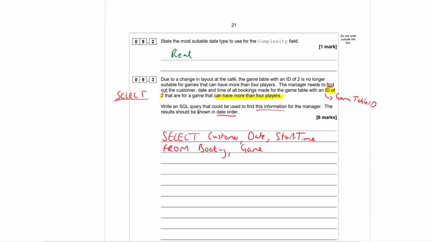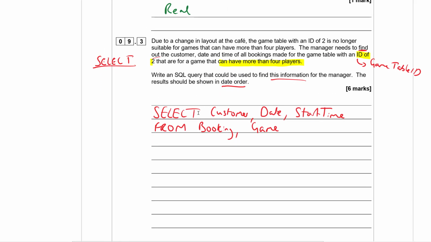So, what I'm looking to do, first of all, is filter based on the ID being 2. So let's do this now. We use a where clause for this. You don't need it always, but you need it when you're actually filtering the data. So where game table ID equals 2 is my first criteria to look for.